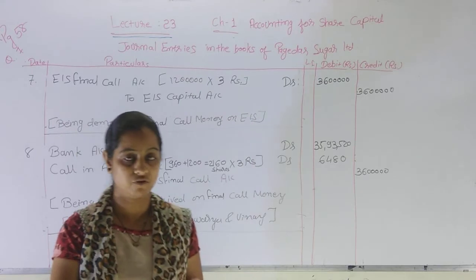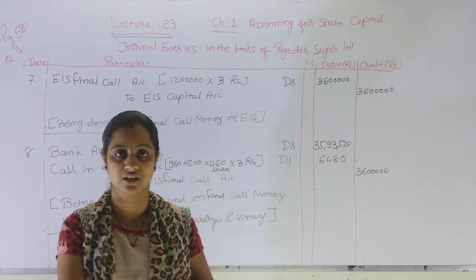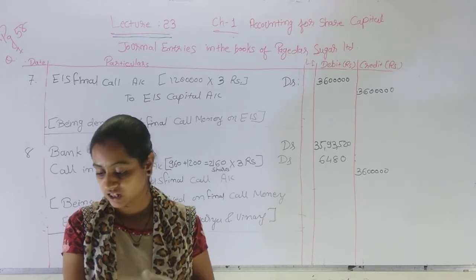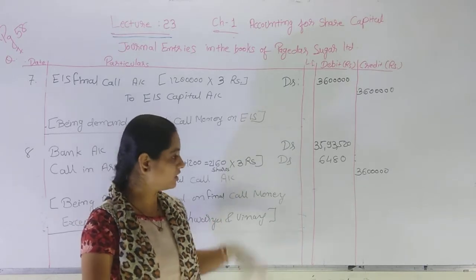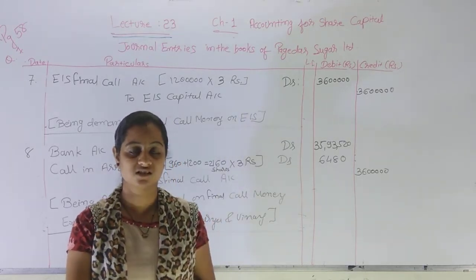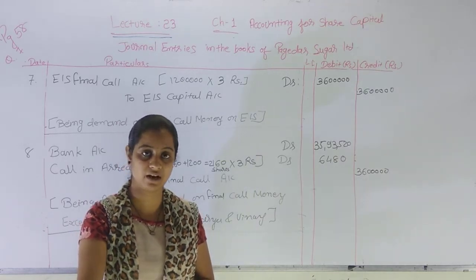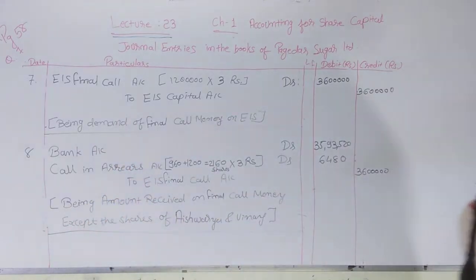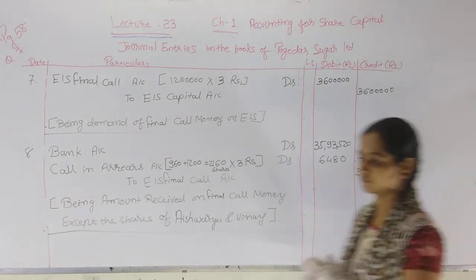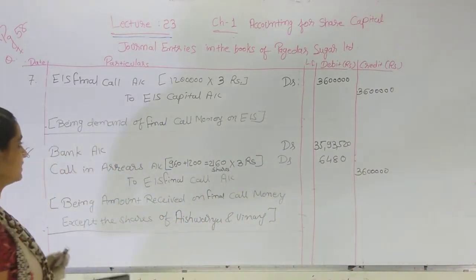But I told you before that here we have to give 9th entry. And that is for calls in arrears, right? In the last they have given that Aishwarya and Vinay will pay their amount. That means after demanding all the calls, in the last they are giving their money to the company, right? So first of all write down this, then we'll discuss the last entry. Complete?